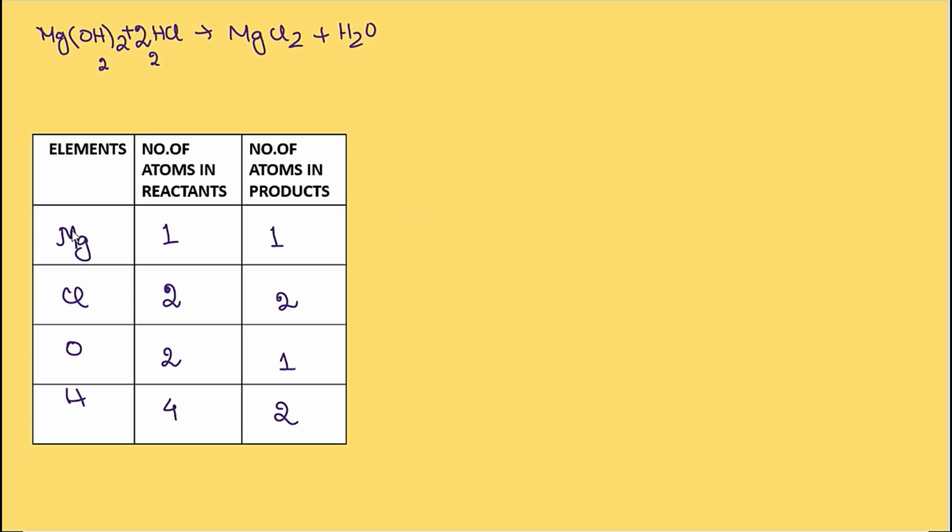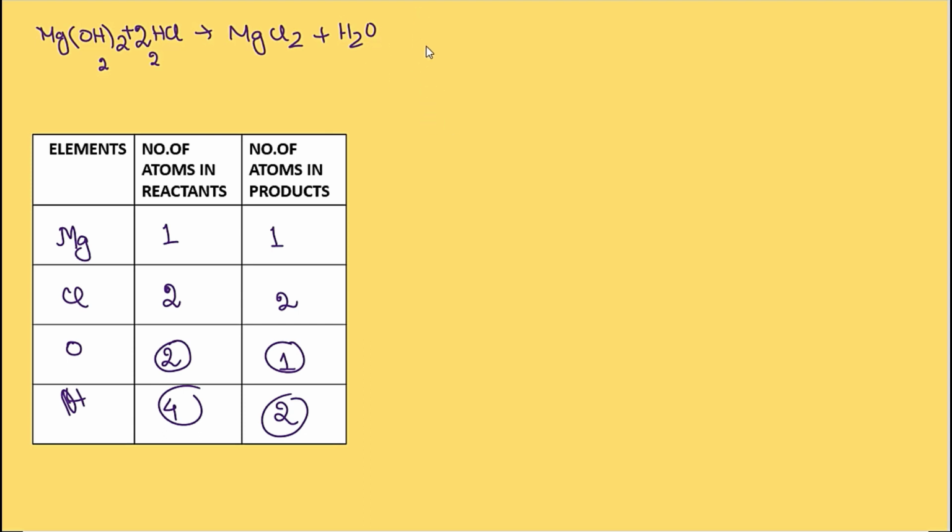So here, if you see, the metal is completely balanced. The non-metal, that is chlorine, is also completely balanced. The difference lies in oxygen and hydrogen. So how can this be solved? Now you see over here that on the reactant side, hydrogen atoms are 4, right? Hydrogen atoms are 4, but on the product side it is 2. So it can be easily solved if we multiply H2O with 2.